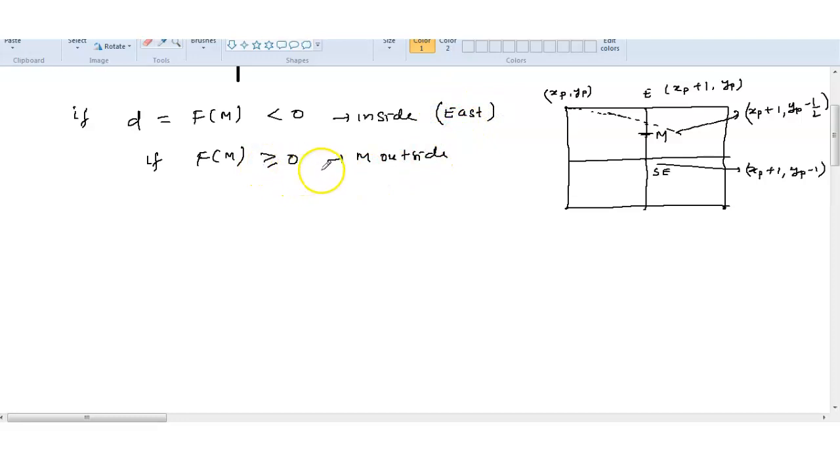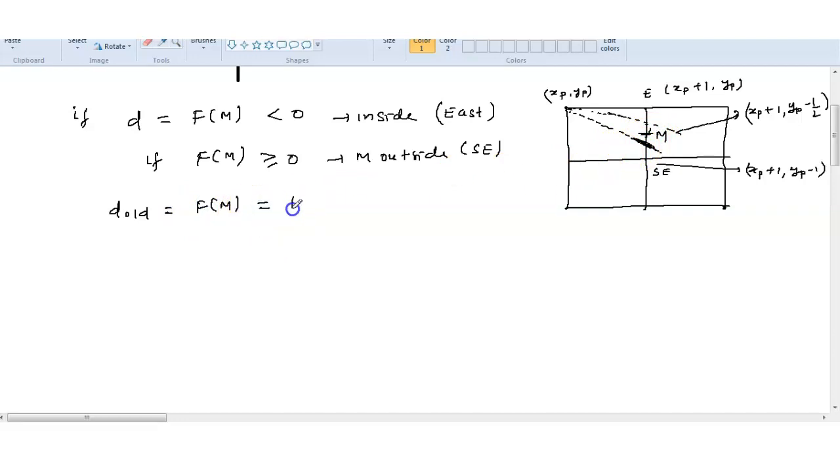When f of M is greater than 0, it means the circle is going this way and this midpoint M is outside. At that time the circle line is near to the southeast, so we will choose the southeast corner. So based on this decision parameter d, we can find whether the line is closer to southeast or east. Let's first find the d that we will consider as d old, for f of M at the middle point M.